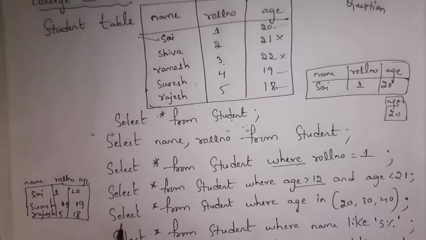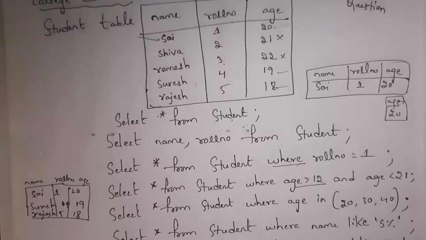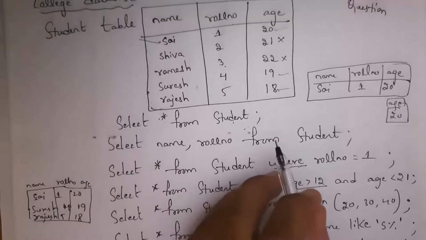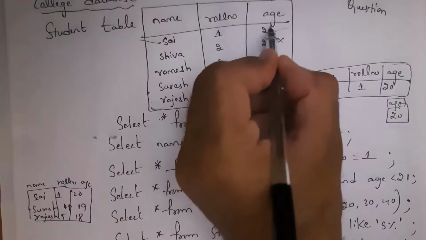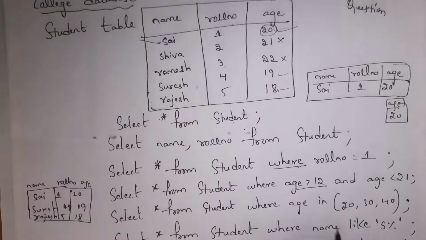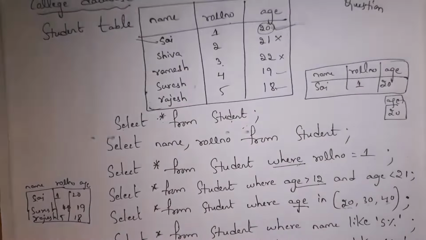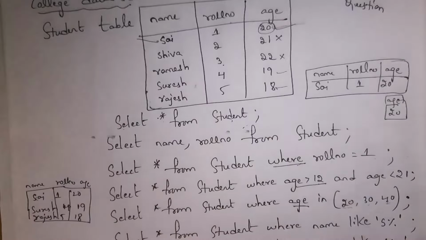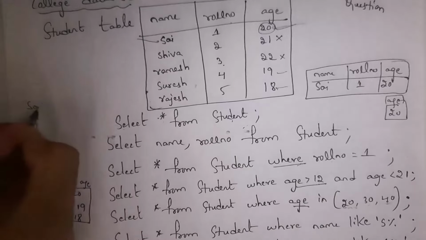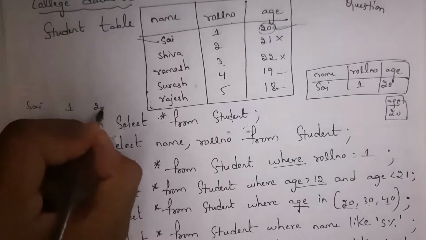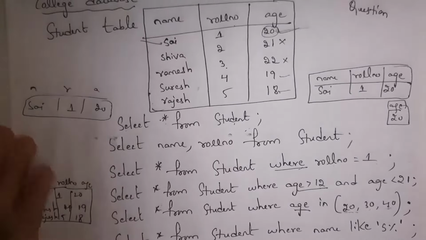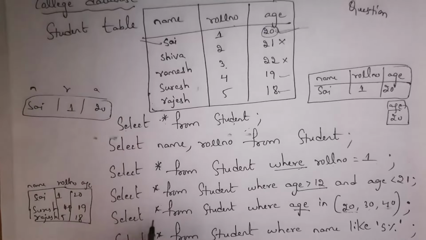Next I have written here select star from student where age in 20, 30, 40. First one is 20. Yes, 20 is present. Sai age is 20, so it is accepted. And next 30. 30 is not present in this table. And next one is 40. Age 40 is not present in this table. Only age 20 is present. So I will get the output: name Sai, roll number 1 and age 20. This is my output. It will display all these 3 columns because I have written star here.